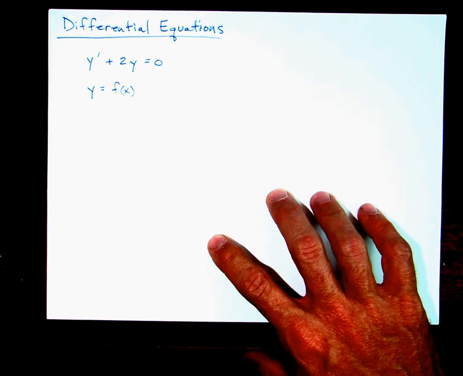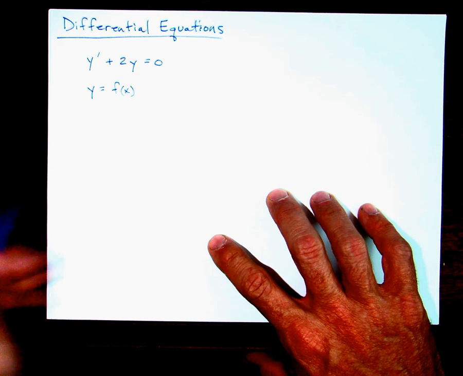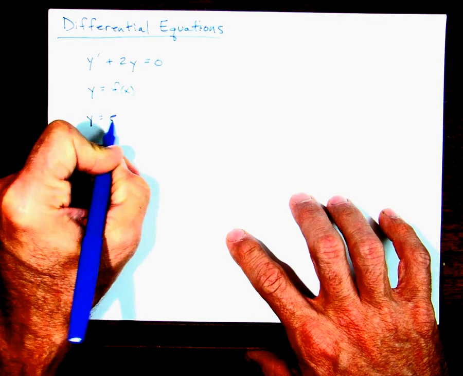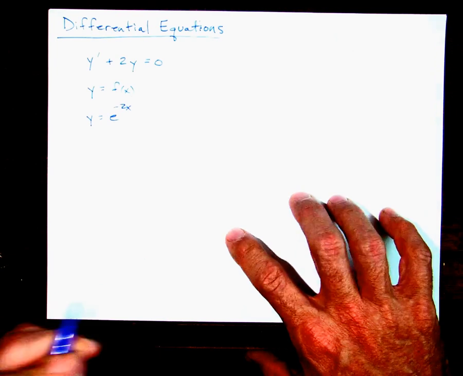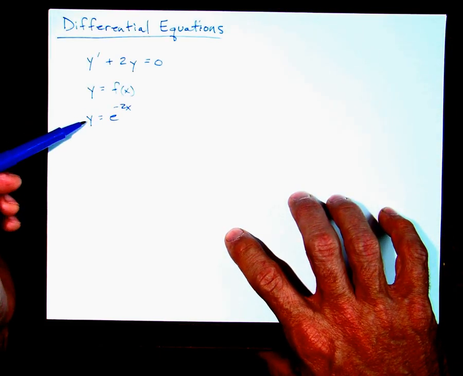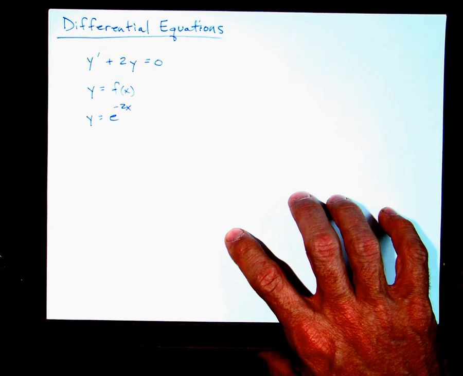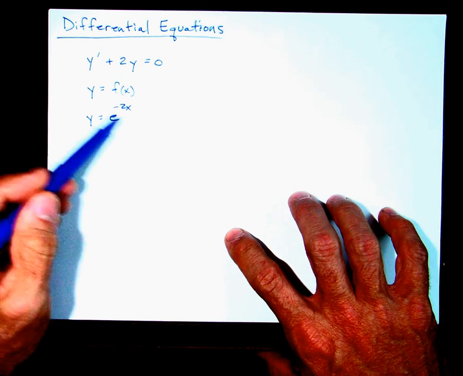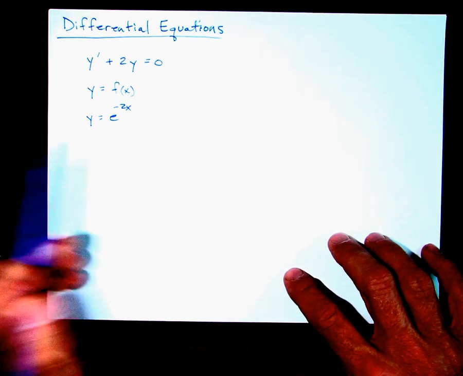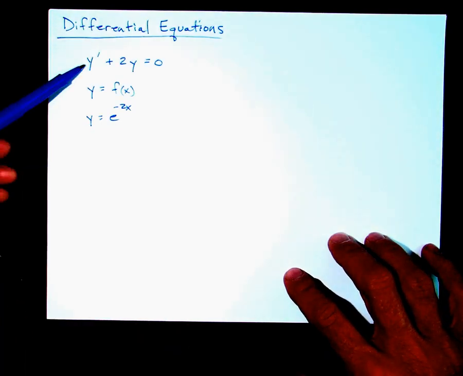I first want to talk about what it means to be a solution to a differential equation. So let's look at the function y equals e to the negative 2x. I'm just pulling that out of thin air to demonstrate what it means for a function to be a solution to a differential equation. Don't worry about how I got that right now. We'll talk about that a little bit later. But right now, let's just start with this function and see if it's a solution to this differential equation.